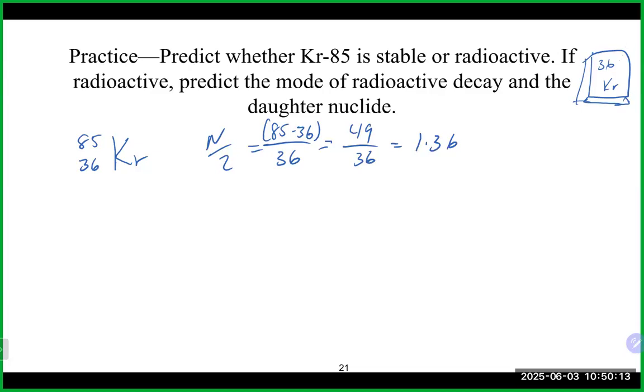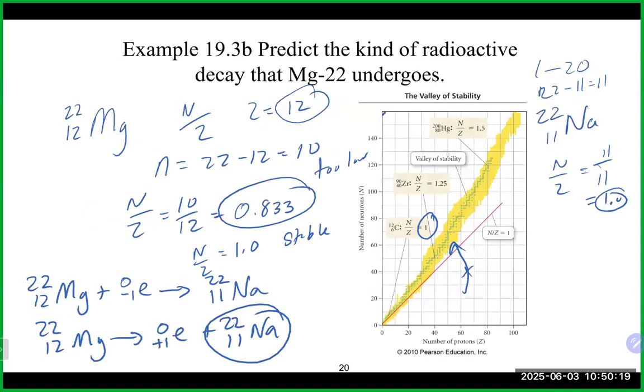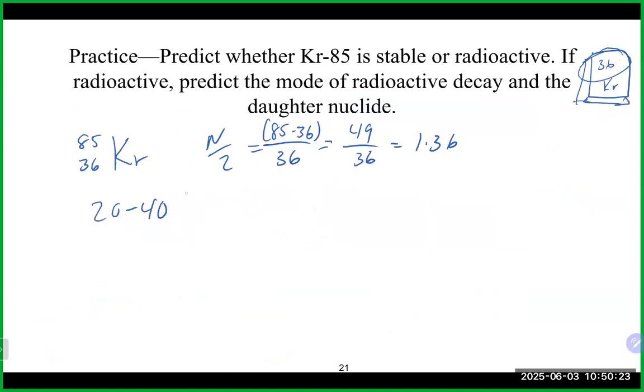In this case, krypton is falling between the 20 to 40 as its number 36. Again, a stable ratio for that is 1.25. So an N to Z of 1.25 is stable in that situation. Here we are higher than the belt of stability, so we need to kind of bring it down. To do that, when we are too high, it will go through a beta decay.